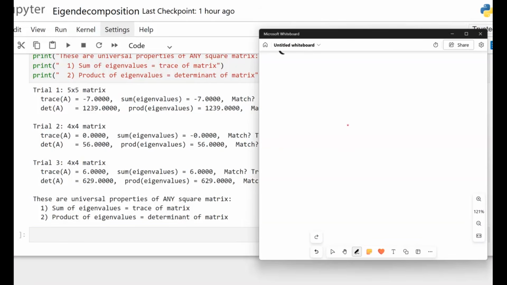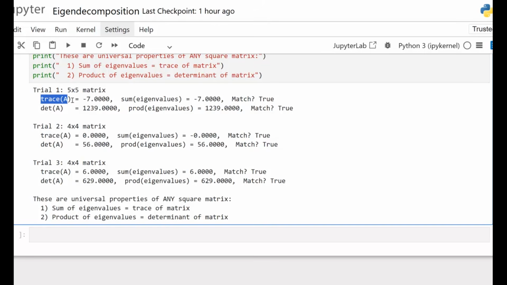Actually, this comes directly from the characteristic polynomial, determinant of A minus lambda I. And dear friends, actually from polynomial theory, the sum of roots is equal to the trace, and the product of roots is equal to the determinant. So from that, kindly observe this is the trace, and here the sum of the roots is equal to the trace. And yes, we get the determinant of A, and here the product of the eigenvalues, that is the roots, equals the determinant value. So yes, it matches all the same.